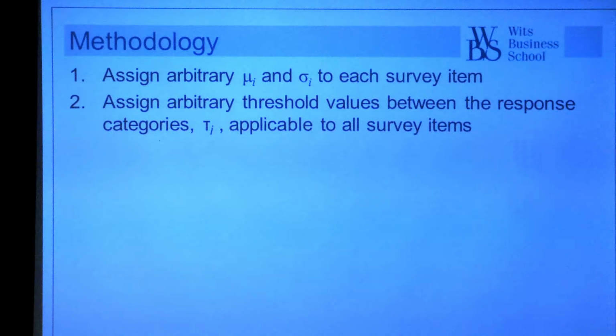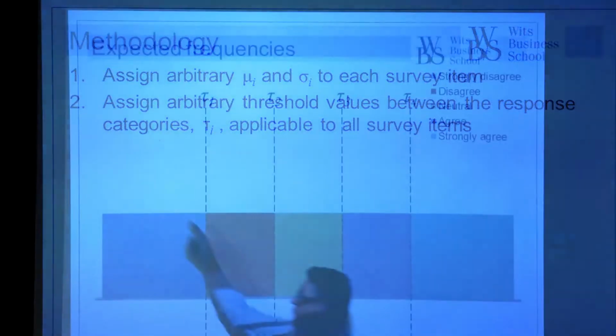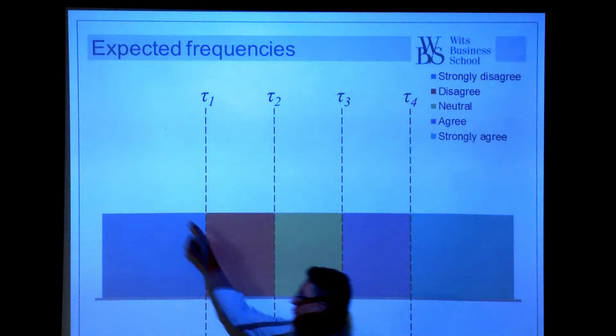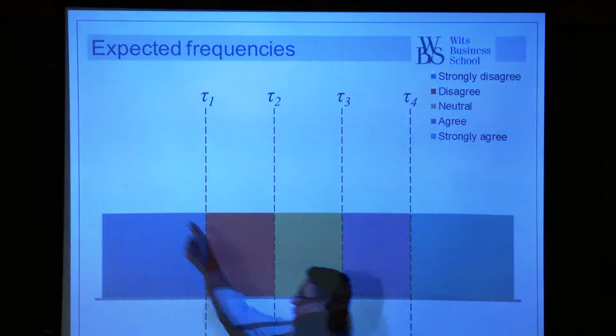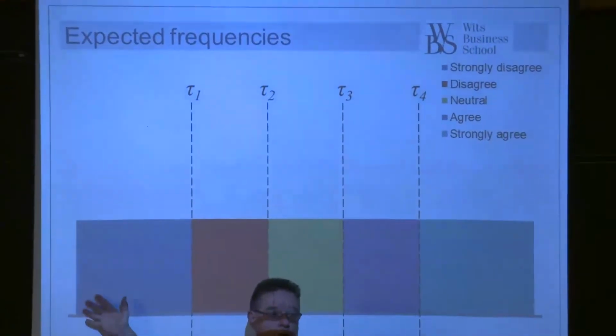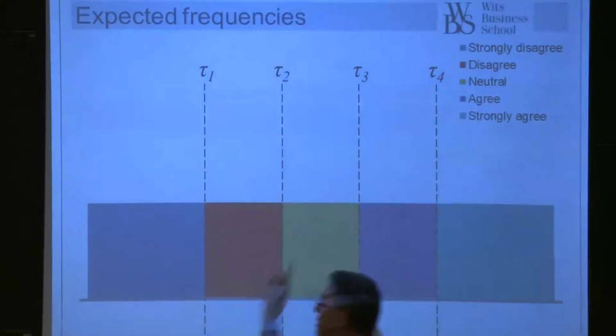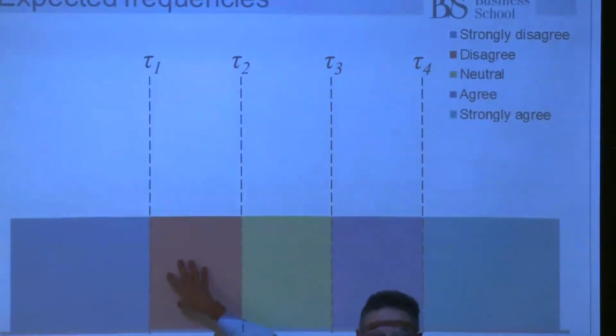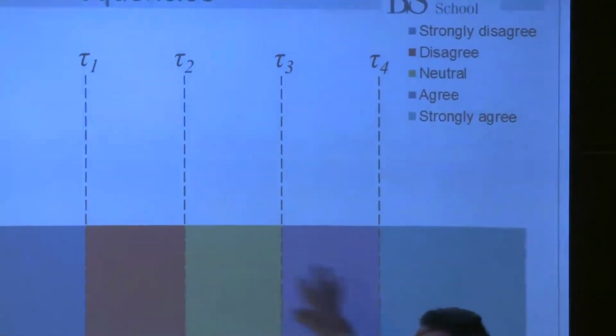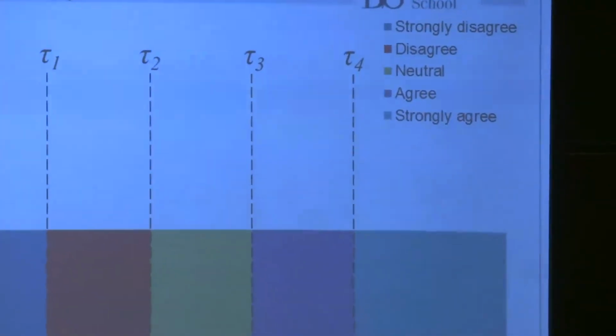Then, going back to those threshold values, remember I said there were thresholds between each of the categories. Again, I assign some arbitrary values to those. Essentially, if that's my continuous scale of attitude or perception, I put in these threshold values, and anything falling within that category I call a strongly disagree. Anything falling within that category I call a disagree in my model, and so on. I'm simply slicing up the range of opinion.